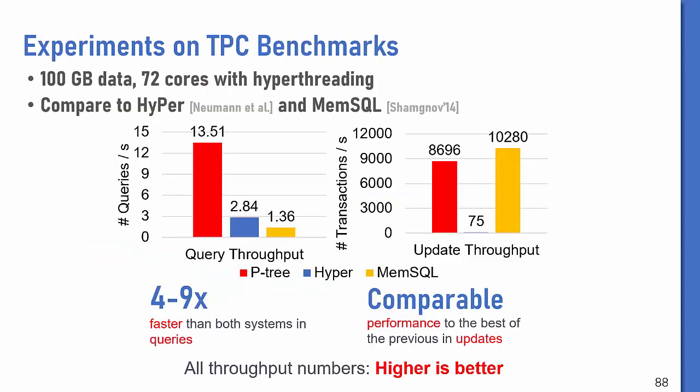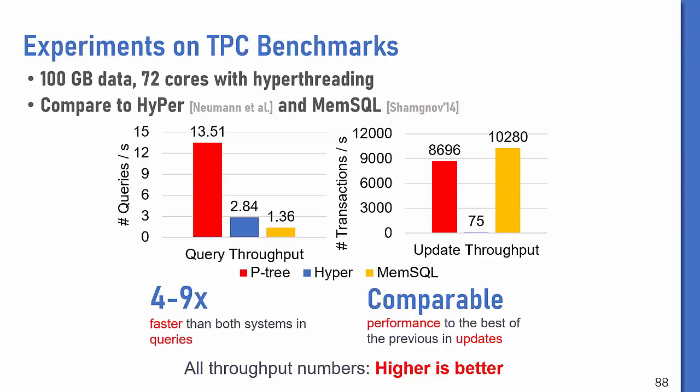Finally, I'll show some experimental results on an H-type database system. The data is based on the well-known TPC benchmark in the database community. We combine the TPC-H benchmark, which contains many different types of analytical queries, and the TPC-C benchmark, which contains many different transactions to update the database.